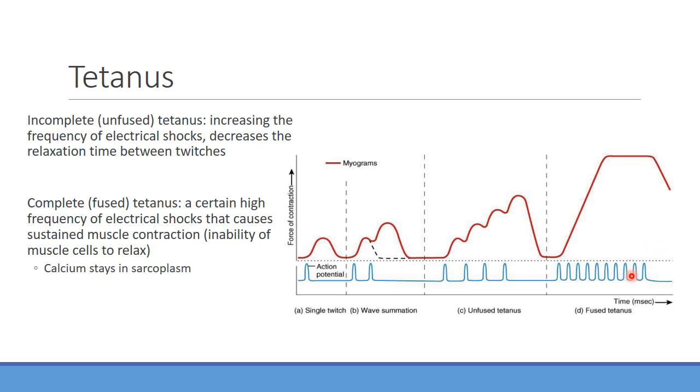And then when you decrease the action potentials, you have a decrease in the amount of force, and then you have relaxation of the muscle, essentially. Okay. So again, incomplete unfused tetanus, you're going to have an increasing frequency of electrical shocks, and that decreases the relaxation time between twitches. There's still a little bit of relaxation that occurs between, but it's not a long enough period for it to go back down to baseline. Versus fused tetanus, we're going to have an increased frequency to the point where you really hit that plateau effect.